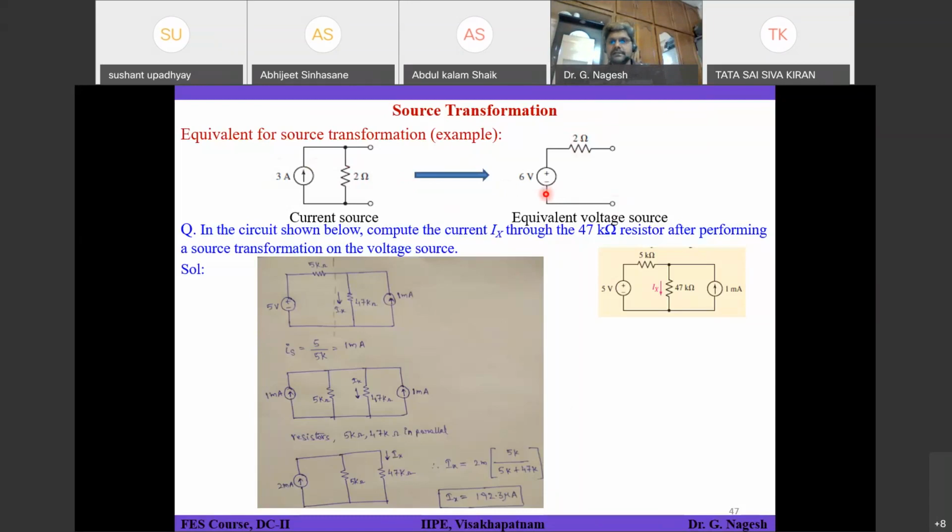Sir, why can we use a 2 ohm resistance in parallel with the 6 volt source here in circuit 2?